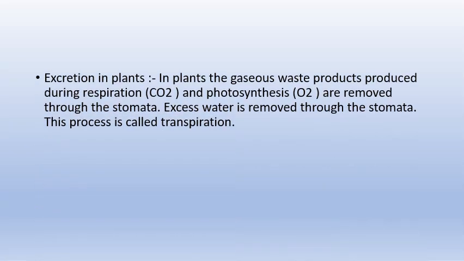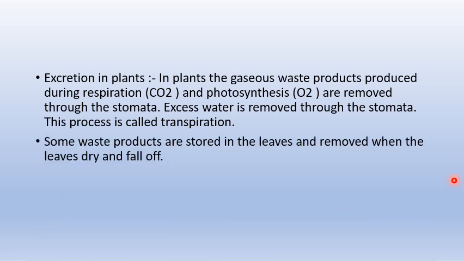Now let us try to understand how excretion takes place in plants. The gaseous waste products produced during respiration in the form of carbon dioxide, and during photosynthesis oxygen, are removed through the stomata. This is one important process of excretion in plants. Excess waste is removed through the stomata. This process is called transpiration. I hope you got it. We already studied about this. This is regarding excretion in plants.